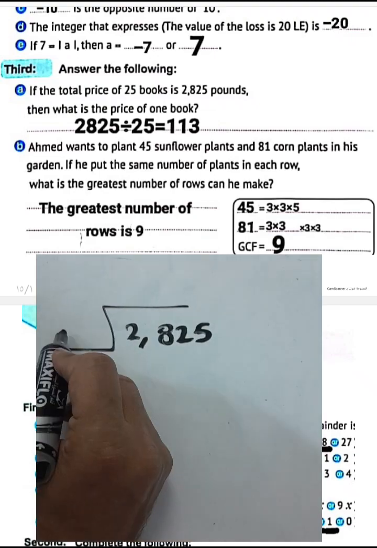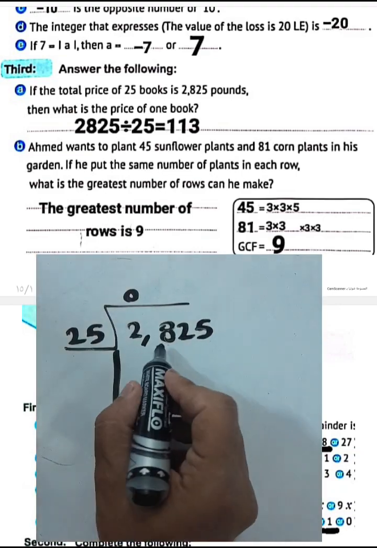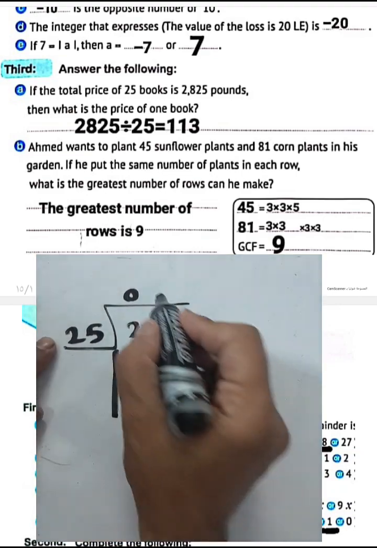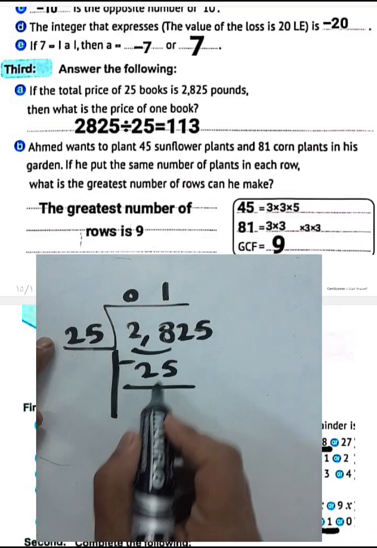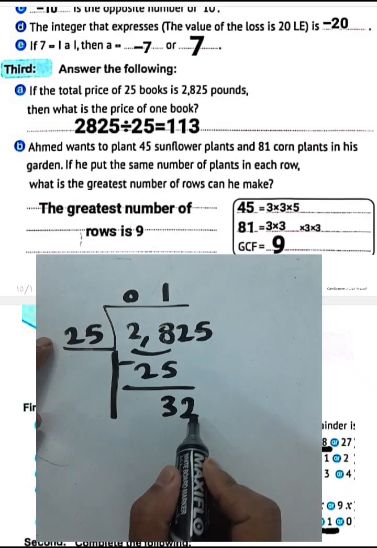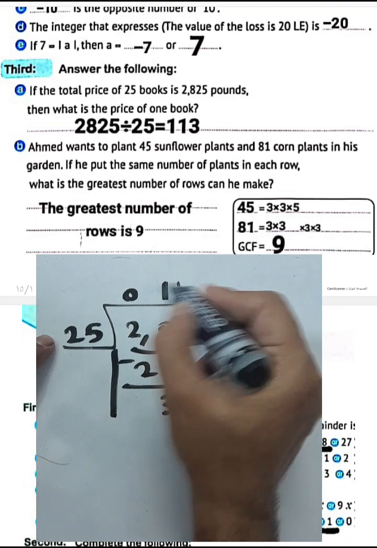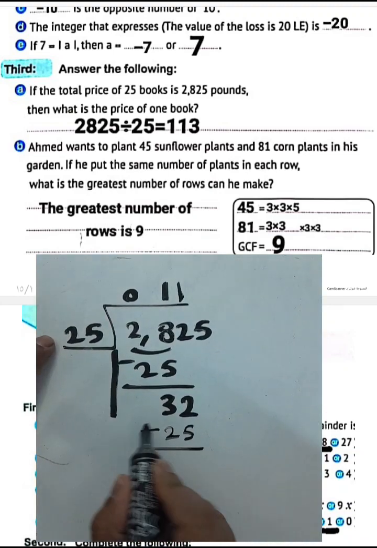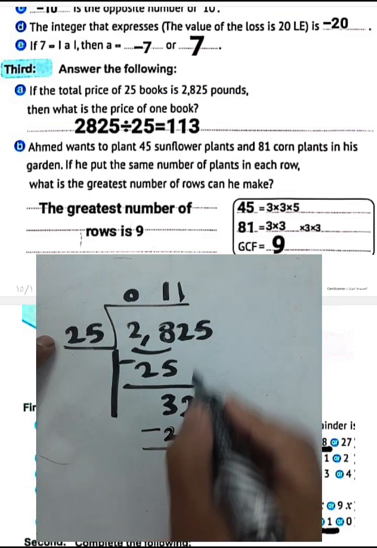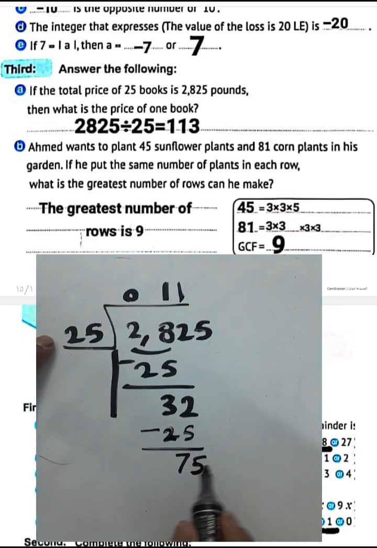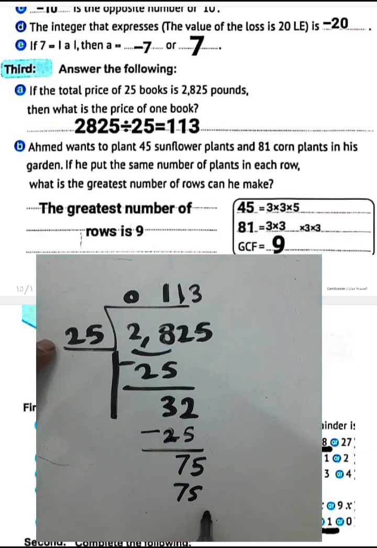2,825 divided by 25. 2 divided by 25, we can't do it, put 0, and 28 divided by 25 equals 1, because 1 times 25 equals 25, it's nearest to 28. 28 minus 25 equals 3, and then drop 2 here, it will be 32 divided by 25. 32 divided by 25 equals 1. 1 times 25 equals 25. Then the difference between 32 and 25, it will be what? It will be 7, and then drop the next number here, 5. 75 divided by 25 equals 3, because 3 times 25 equals 75.